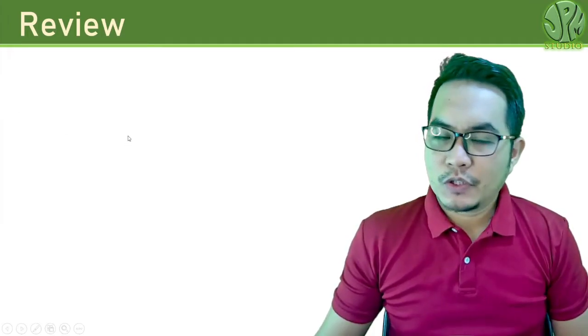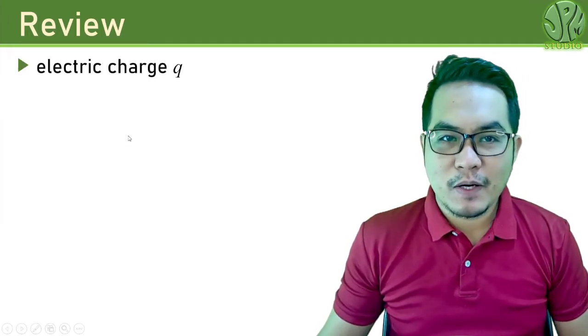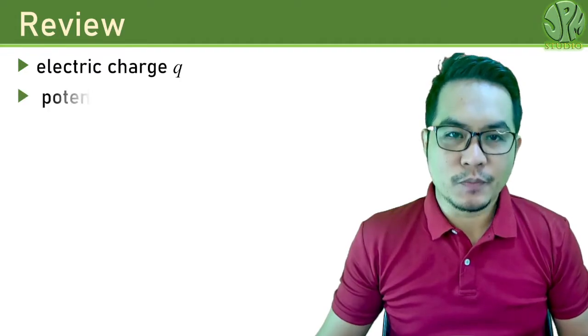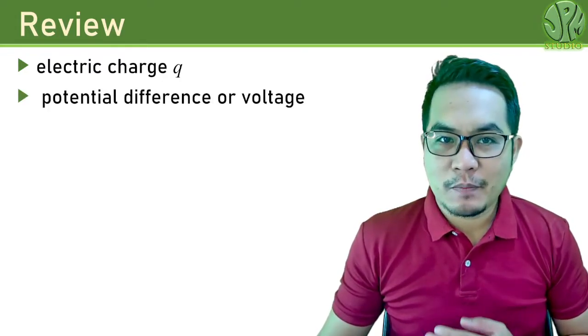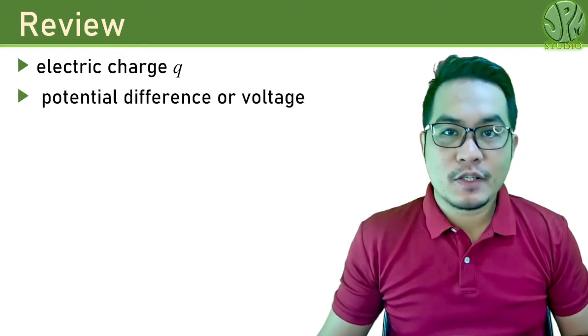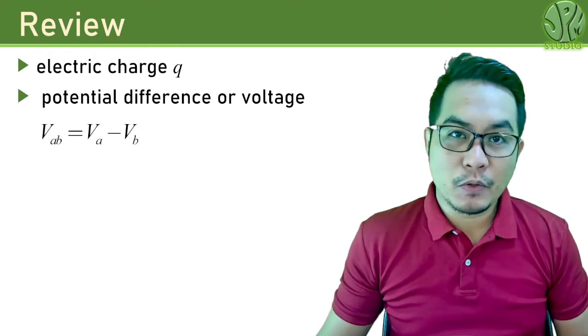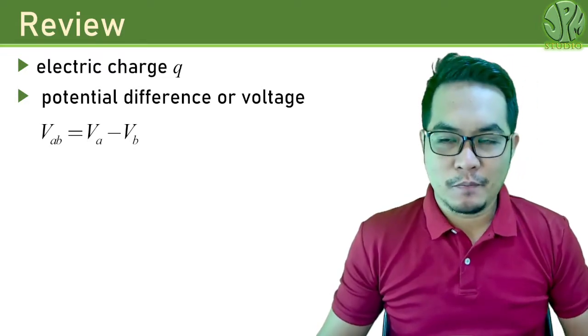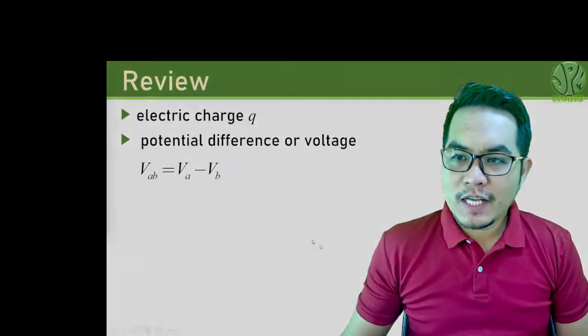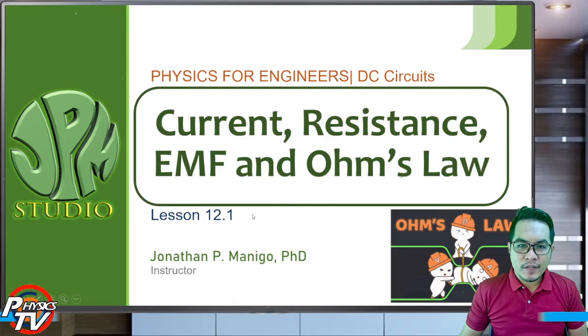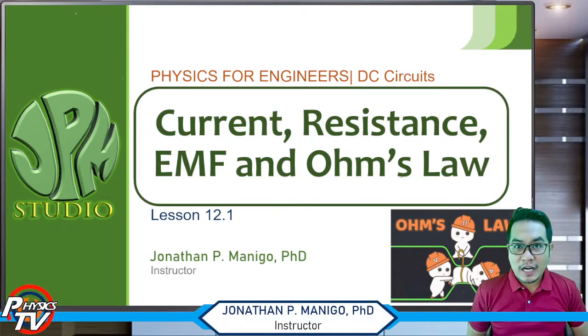this lesson. So in the previous lesson, we have discussed about the electric charge Q. And we also have discussed about the potential difference or voltage, which is just the difference between the electric potential between 2 points, say A and B. Now, for this lesson, we will be talking about current, resistance, EMF, and Ohm's law.